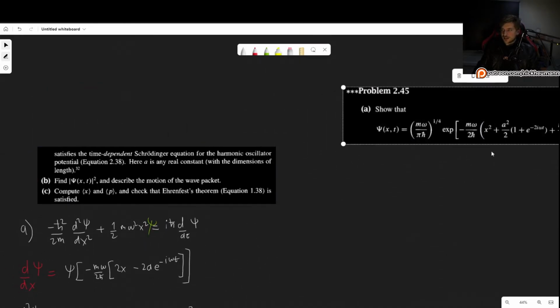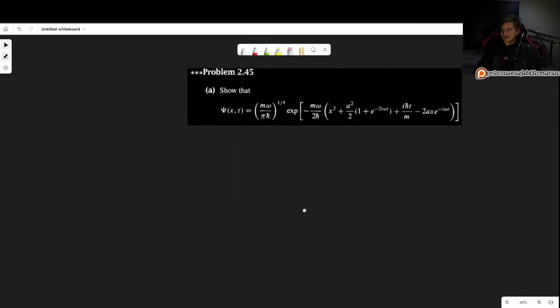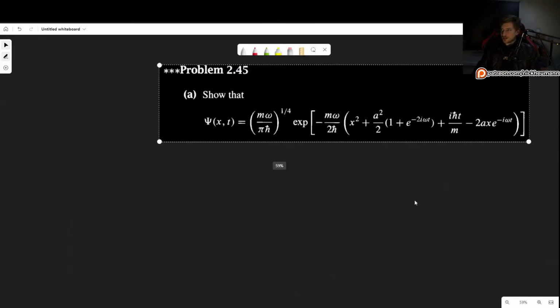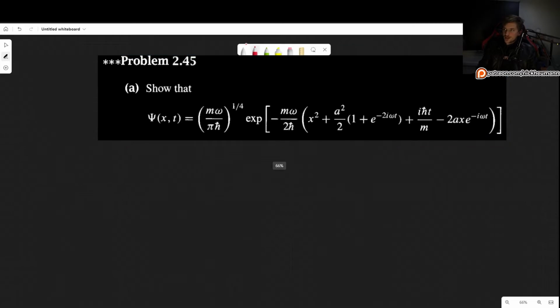I think I'm going to steal it. I'm going to move it to the side so that we can write in peace. And what we need to do is psi squared, which means psi conjugate psi. So that means that our constants here will be squared.